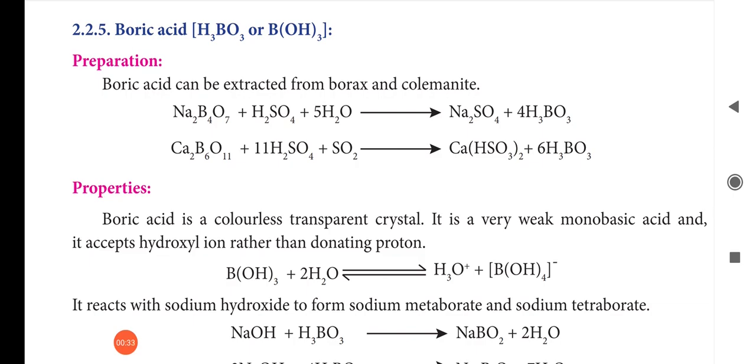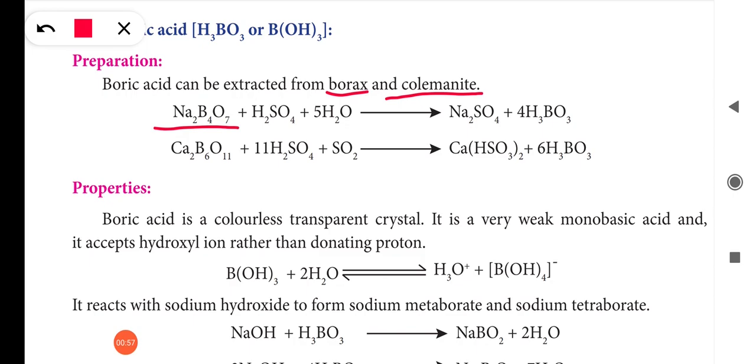First of all, preparation of boric acid. Boric acid can be extracted from borax and colemanite. Colemanite is one of the ores of boron. This is borax. We know the method of preparation of borax; we have studied it in the last topic.